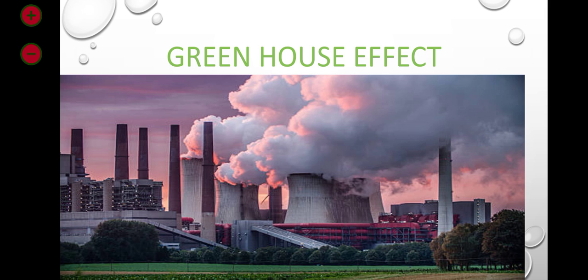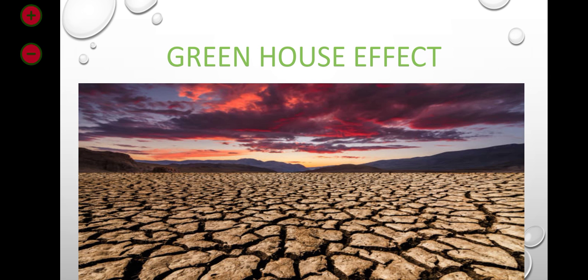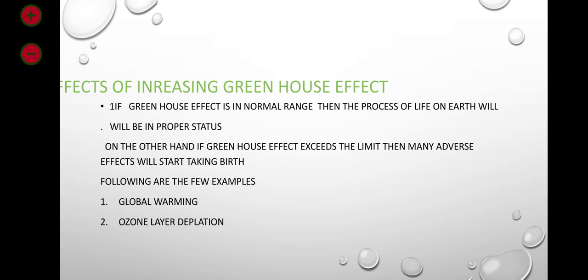Now let's go to the next slide. This is how gases from the industries and others, different types of gases, are emitted to the atmosphere in a large quantity. These are the main sources, industries. So if the greenhouse effect is more, then the earth will get warmer and droughts and so on take place. So, effects of increasing greenhouse effect.